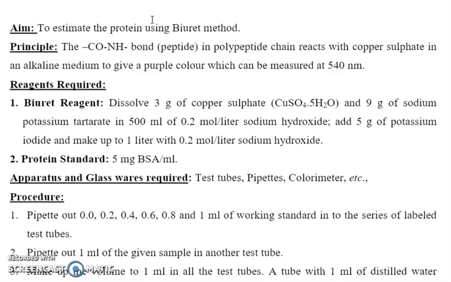Do you know what is the principle of the Biuret method? Here the CONH, all organic people know about this functional group, and it is known as the peptide group, CONH. It is present in protein; we call them polypeptides. So the polypeptide chain reacts with copper sulfate in alkaline medium to give a purple color, which can be measured at 540 nanometers.